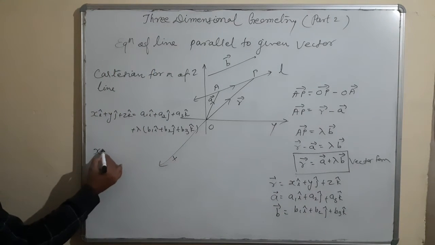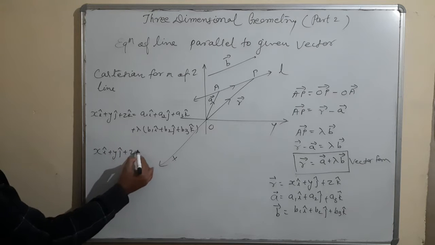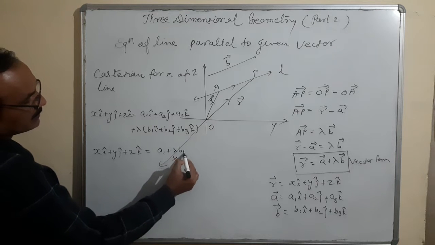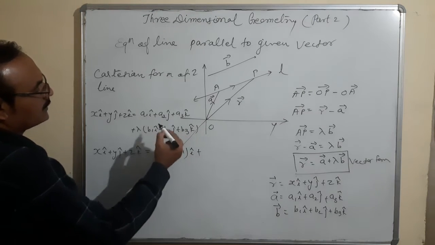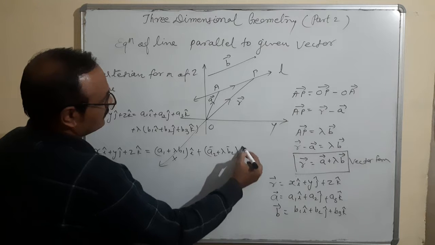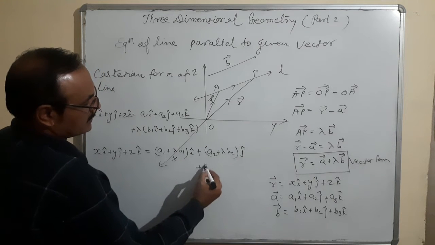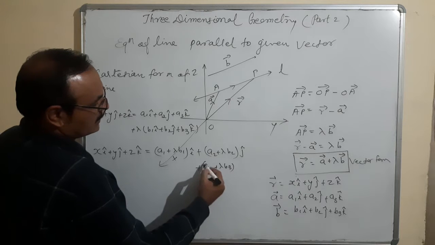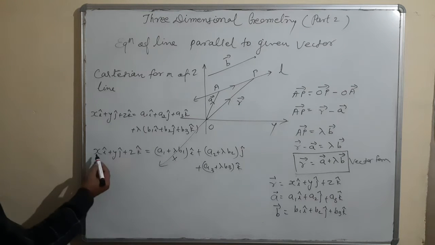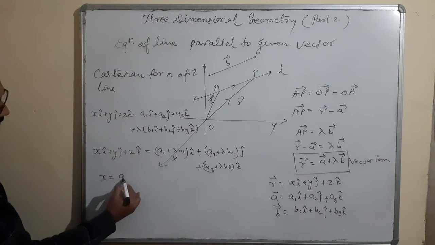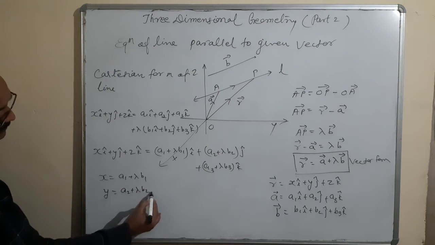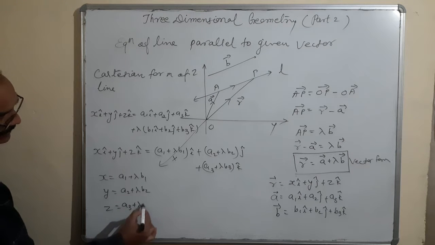So xi plus yj plus zk is equal to, taking i common, a1 plus lambda b1 times i, j common, a2 plus lambda b2 times j, and a3 plus lambda b3 times k. When we compare the scalar components of i, j and k, x is equal to a1 plus lambda b1, y is equal to a2 plus lambda b2, and z is equal to a3 plus lambda b3.